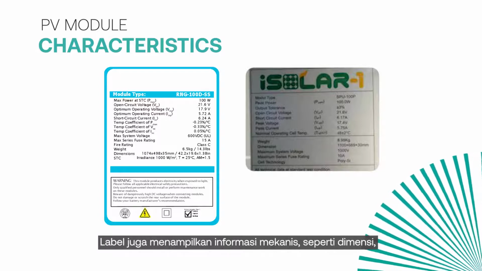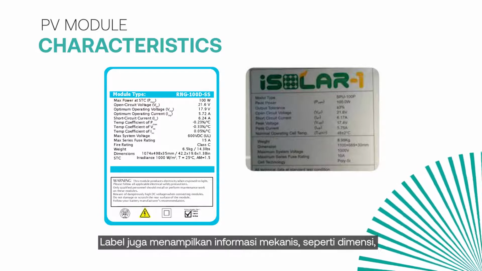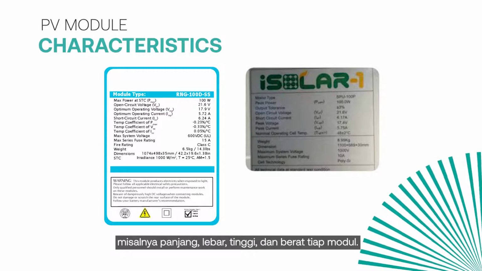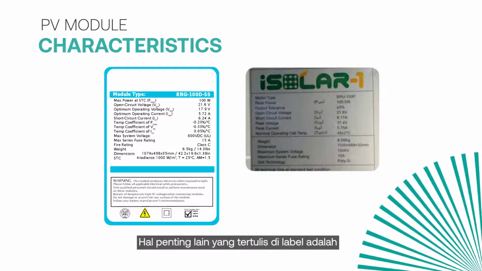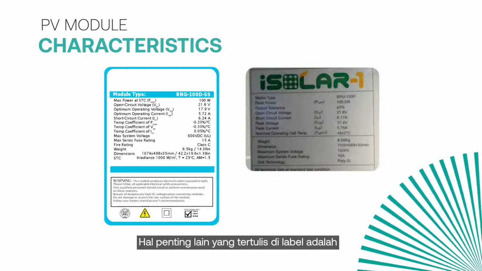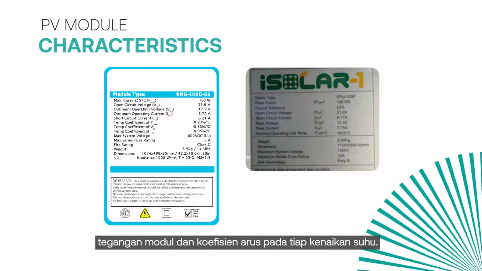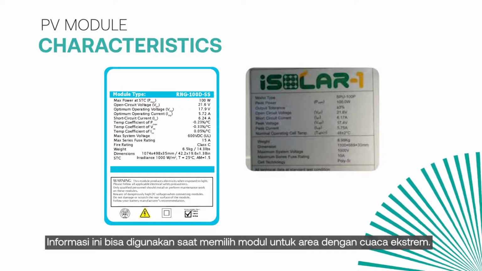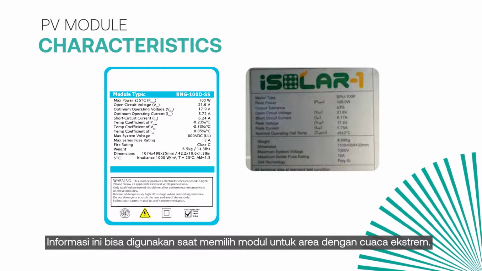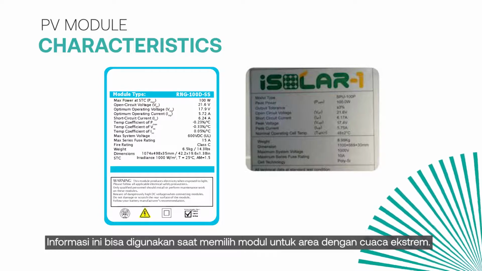The label also provides mechanical information such as dimensions like length, weight, and height, and weight per module. Another important thing written on the label is the module voltage and current coefficient for each temperature rise. This information can be considered when selecting a module for area with extreme weather.